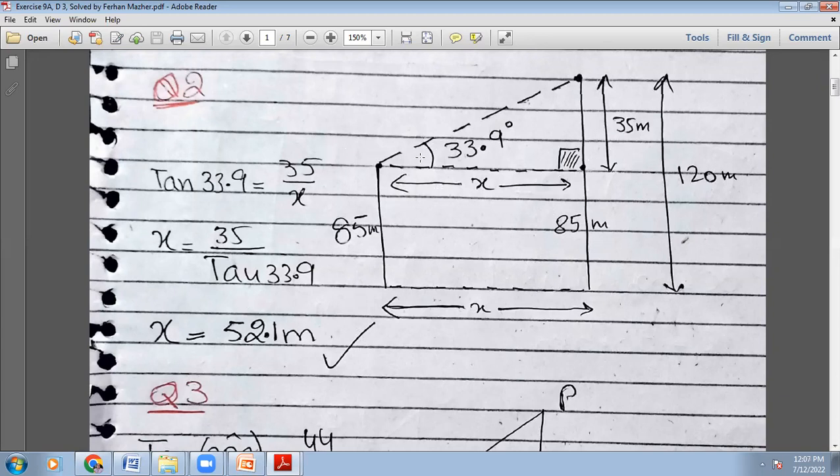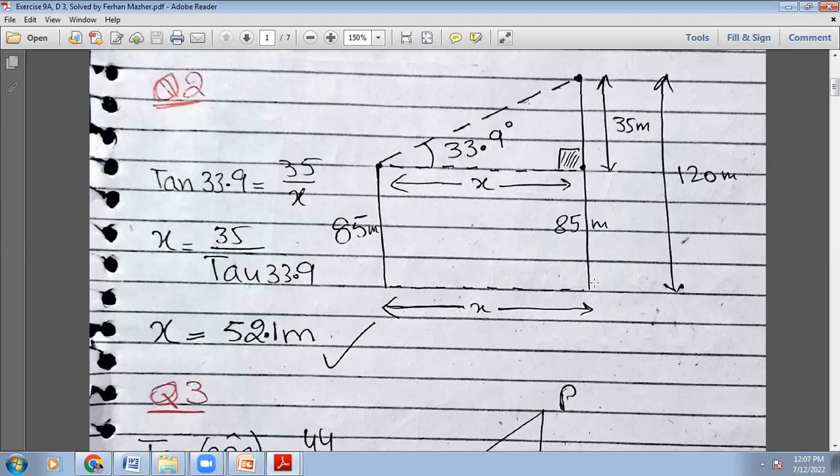Now I will solve this right angle triangle and I will find out this base. I know this angle, this will be the base, this will be the perpendicular. You can use the tan because tan theta is equal to perpendicular by base. So you see tan 33.9 is equal to the perpendicular 35 divided by the base, that's x. So x will go there and the tan 33.9 will come downstairs. So x will be equal to 35 divided by tan 33.9. In your calculator, you will enter 35 divided by tan 33.9. So x will be equal to 52.1 meter.